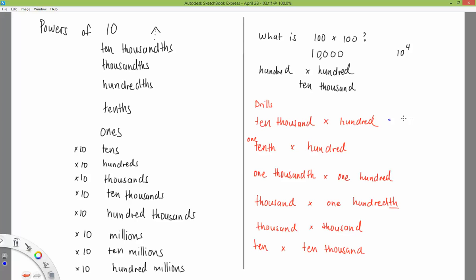10,000 times 100: 1 million. 1/10 times 100: 10. 1,000th times 100: 1/10. 1,000 times 100th: 10. 1,000 times 1,000: 1 million. 10 times 10,000: 100,000. How did we do?